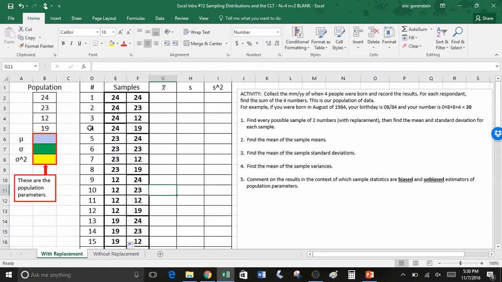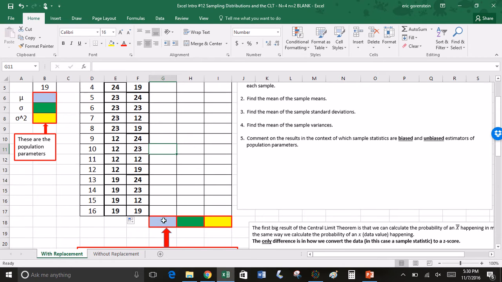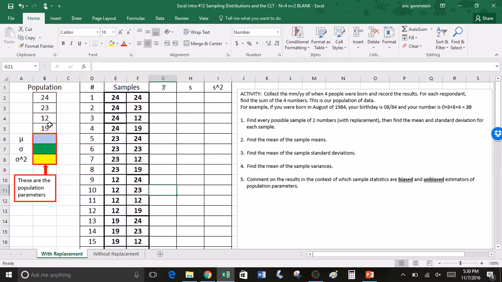So what I want to do is construct a sampling distribution of the mean, of the standard deviation, and of the variance. And then find the average value of all the sample means, the average value of all the sample standard deviations, and the average value of all the sample variances. And compare these results, these averages of the sample statistics, to the population parameters.